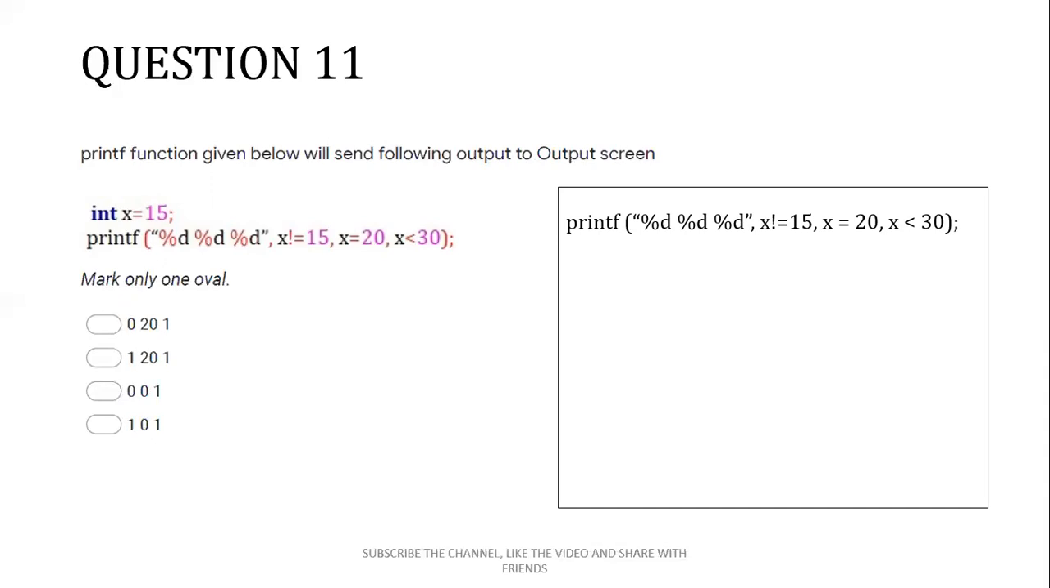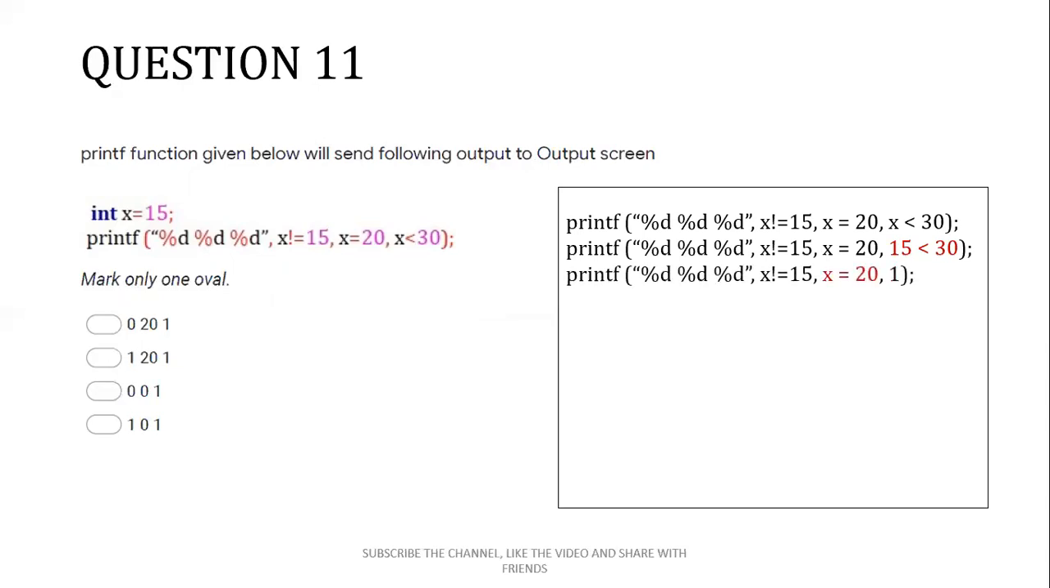So when traversing the printf from right to left, you get x less than 30 first. So what is the value of x? x you can put as 15, and you will evaluate this expression: 15 less than 30. So this condition is satisfied, so you will place 1 here.